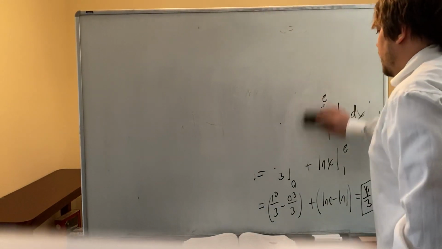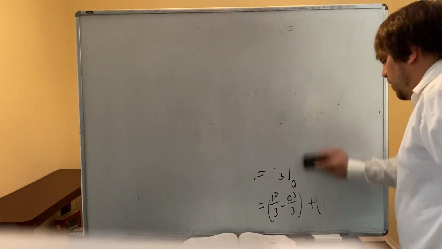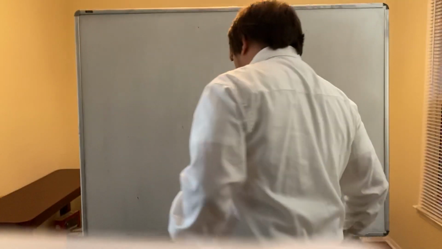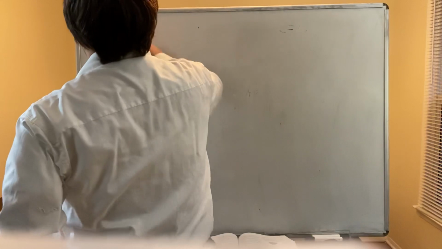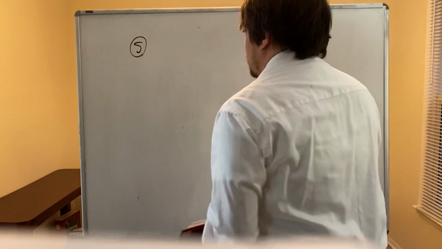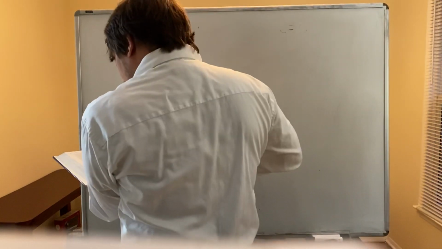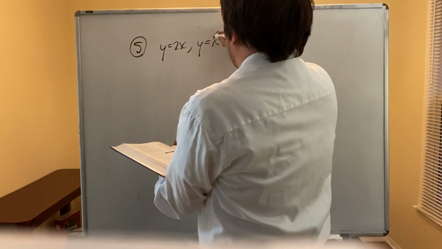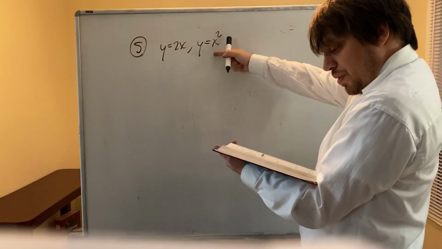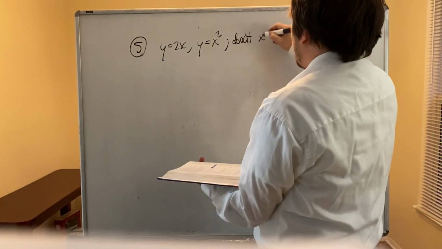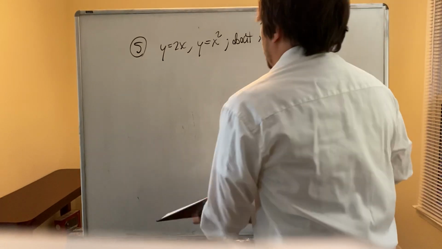These are examples of finding areas from 7.1. Okay, another problem, let's say, is number 5. So for number 5, we're given the curves y equals 2x and y equals x squared. And we want to find the region bounded by those 2 curves, rotate that region about the x-axis, and find the volume of the resulting solid.